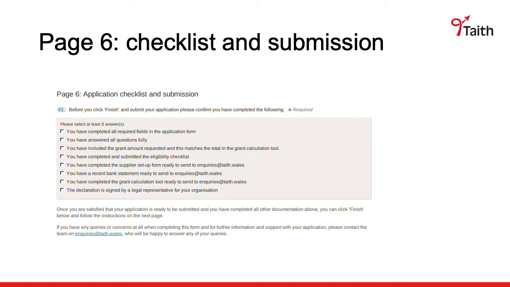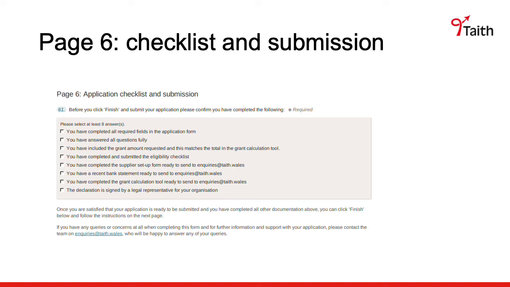On page 6, you find a checklist and submission button. This is your last opportunity to check all aspects of your application before you submit. Once an application is submitted, it cannot be amended. So please double check all sections and make sure the answers and information are correct. You will need to read through the checklist and confirm all of the items that you see on the screen.